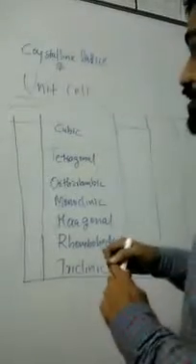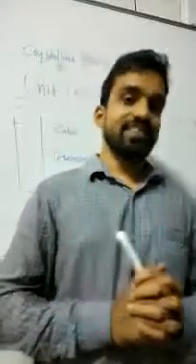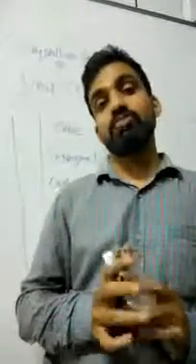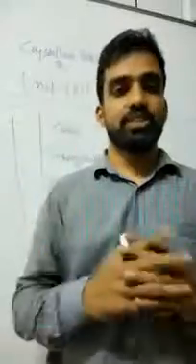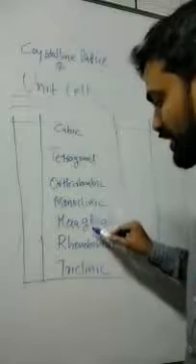Okay, so there are 14 unit cells. They are called the Bravais lattices. They were found by the mathematician Bravais, and that is why they are called Bravais lattices. Here you can say that 7 unit cells are there; I will tell you later how it becomes 14. They are cubic, tetragonal, orthorhombic, monoclinic, hexagonal, rhombohedral, and triclinic. These are the 7 unit cells.